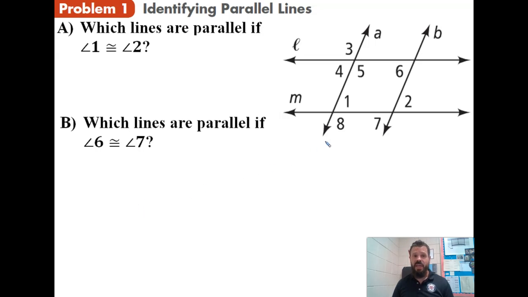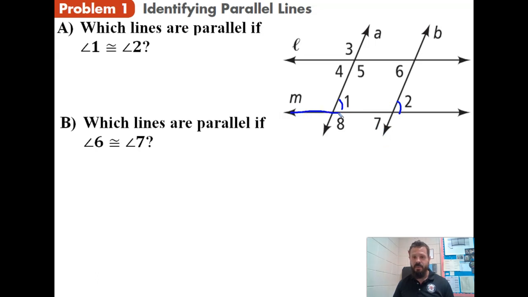In problem 1, we have a geometric figure with a few different sets of intersecting lines. Notice in this picture, none of the lines are marked as parallel to each other. We don't have any additional sets of arrows on them. It looks like they potentially could be, but we're going to need more information about these different angles to determine whether or not they're parallel. So problem 1 says which lines are parallel if angle 1 is congruent to angle 2. All right, so if we have 1 and 2 congruent, let's see what we have.